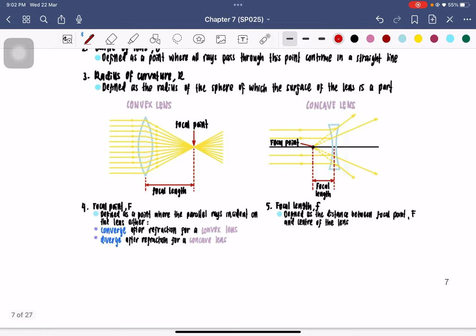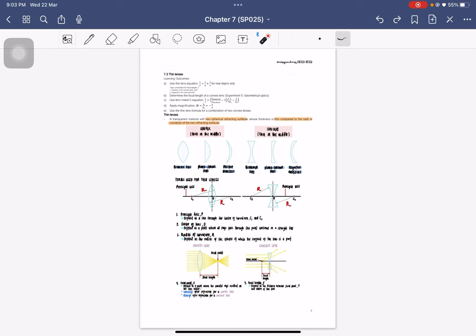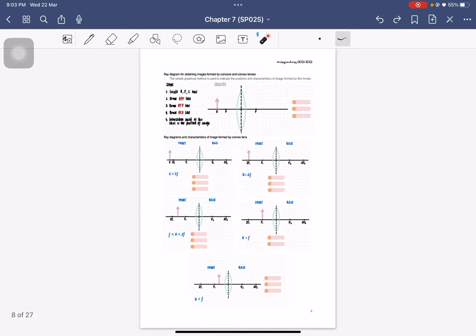Next, we also have the focal point for lenses. That is the point where the parallel rays incident on the lens either converge or diverge. Converging after refraction is for a convex lens, diverging is for a concave lens. The focal length is the distance between the focal point and the center of the lens. So those are the terms that you need to know for lenses.